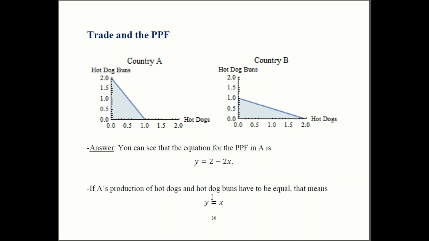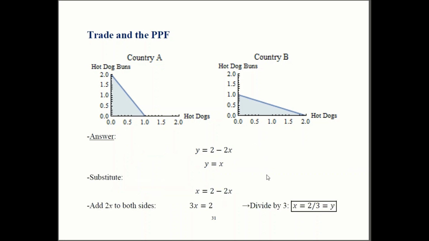So we substitute y equals x into this equation over here, and we're going to get x equals 2 minus 2x. Then we can add 2x to both sides. So that's going to go away over here, and we'll have 3x equals 2. To finish it off, we can divide both sides by 3. That gives you x equals 2/3.